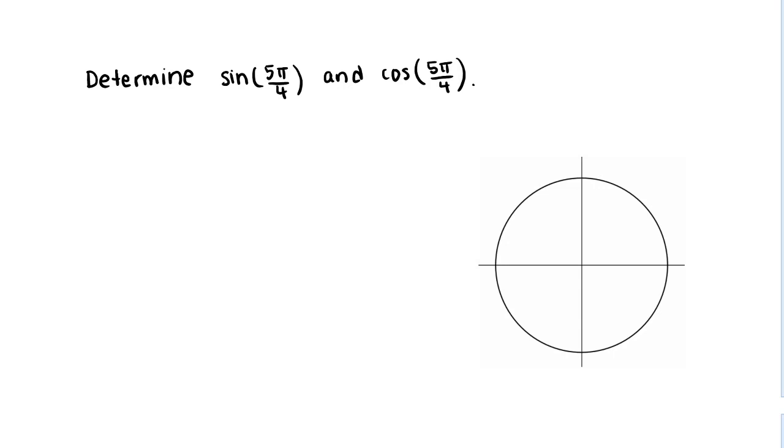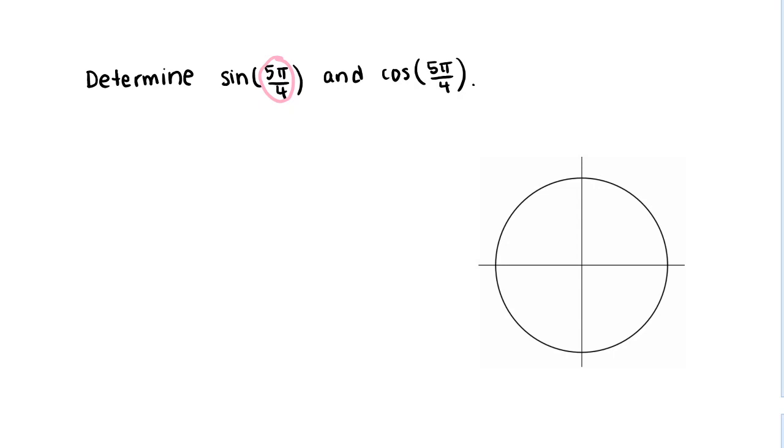So let's go ahead and use that last idea to determine sine of 5 pi over 4 and cosine of 5 pi over 4. And if you're feeling up for it, I definitely encourage you to pause the video and try out these examples yourself first. Okay, but doing this together, how can we begin this problem? Well, first thing we need to do is make sense of what 5 pi over 4 really is. What angle does that represent?